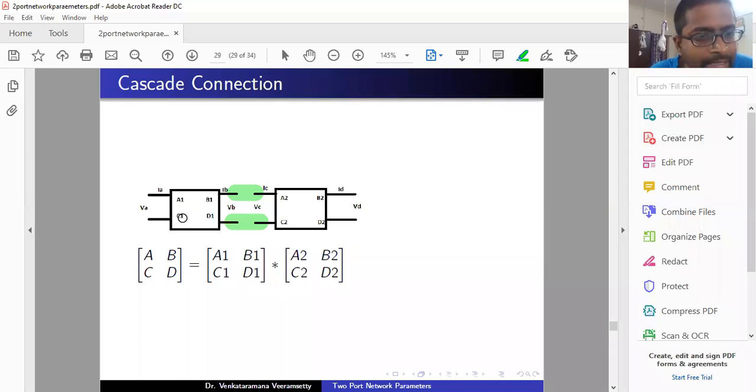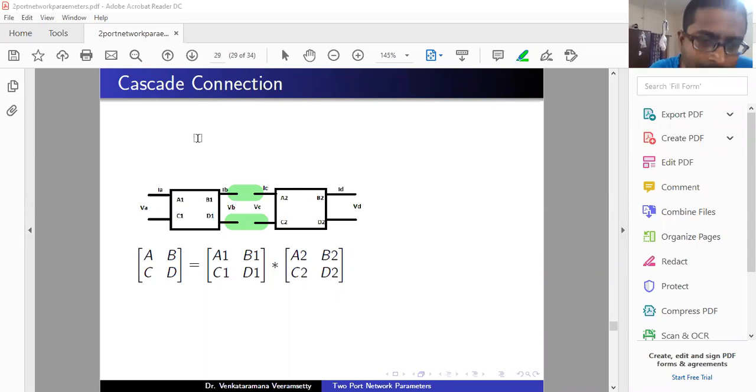See, in the below matrix, you can easily understand that if A1, B1, C1, and D1 are the ABCD parameters of the given two-port network one, and A2, B2, C2, D2 are the ABCD parameters of the second two-port network, and the first and second two-port networks are connected in a cascading way, that means output of the first two-port network connected to the input of the second two-port network, then finally a new two-port network is developed with input voltage VA, input current IA, output voltage VD, output current ID.